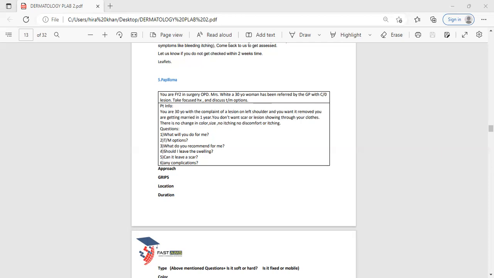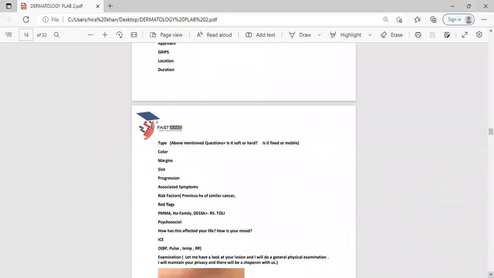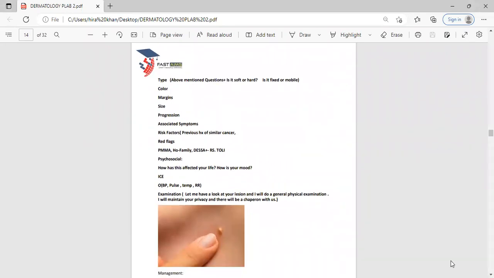You will ask about the location, the duration, the type of it, the color, margin, size, progression, associated symptoms, and the risk factors. Same as before, you have to ask all the risk factors: sun exposure, tanning, previous history of cancer, any family history of cancer. And then do ask about the red flags. Do you have any swelling anywhere else? Have you noticed any weight loss, any loss of appetite, any fatigue, and how is it affecting your life, and why you want to get it removed?